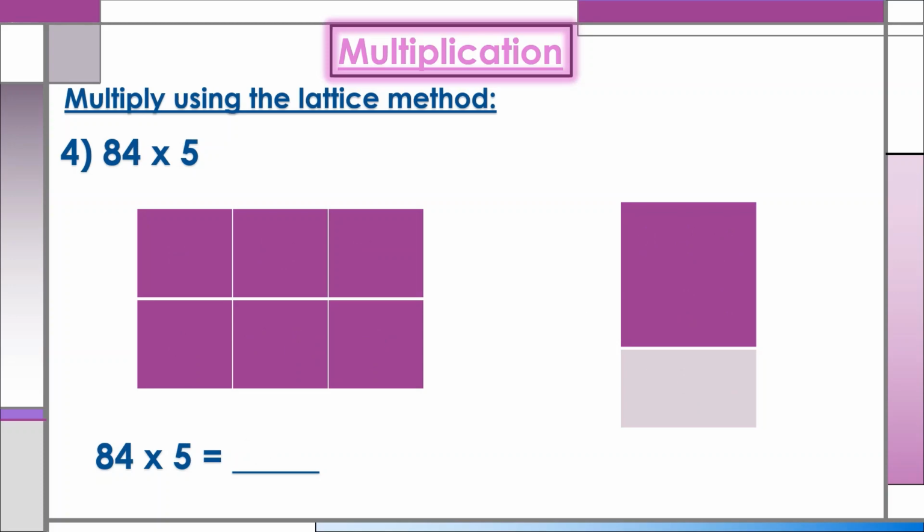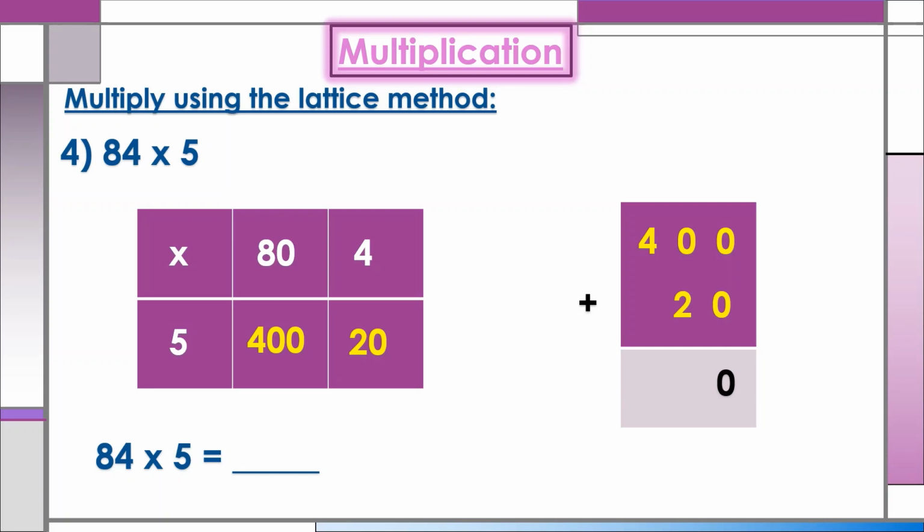84 multiplied by 5, we write multiplication sign. Split 84, that is 80 and 4. Write 5. 8 5s are, we get 400. 4 5s are, we get 20. Now we add these two numbers. 400, 20, addition sign. 0 plus 0 is 0. 0 plus 2 we get 2. 4 we write as it is. So 84 multiplied by 5 is equal to 420.